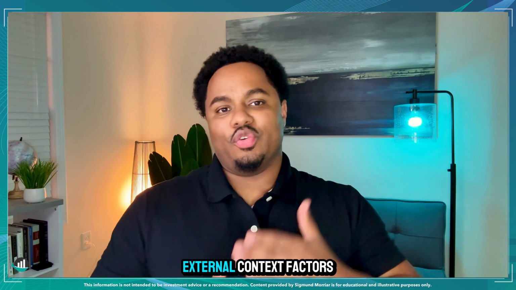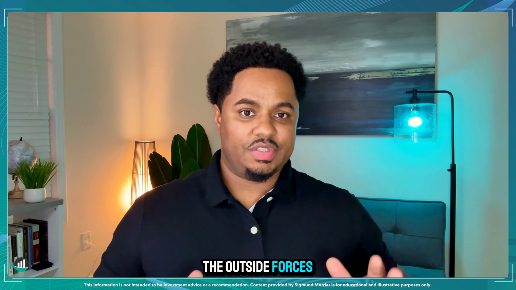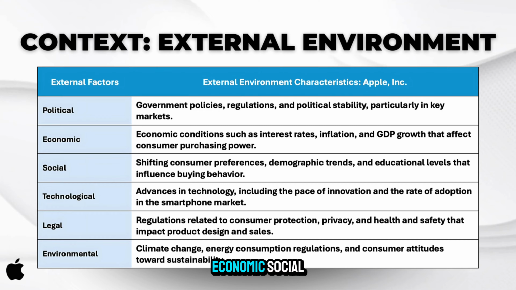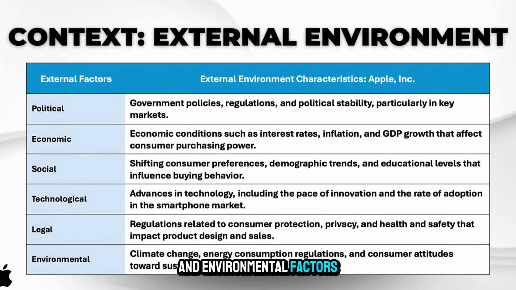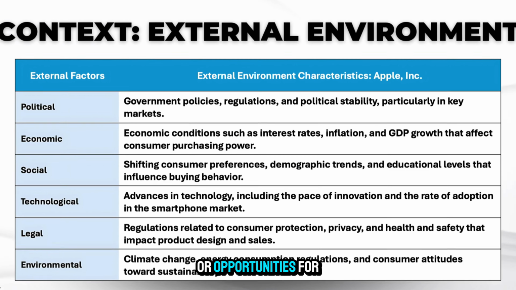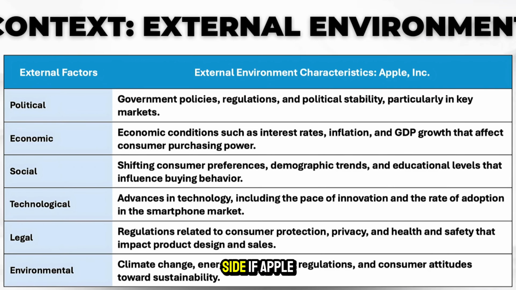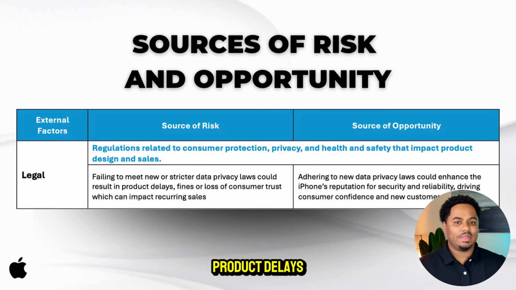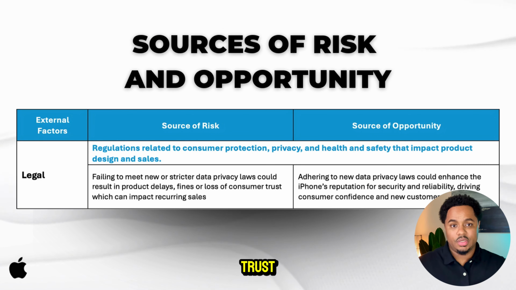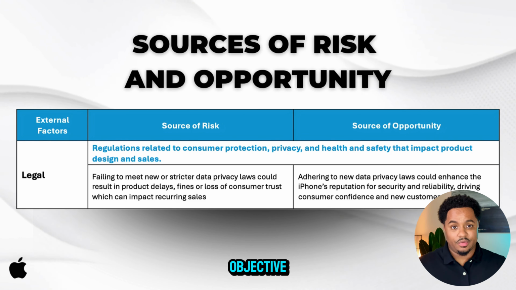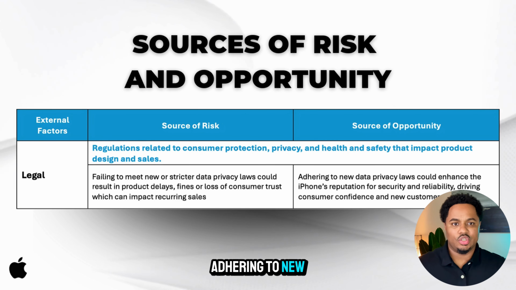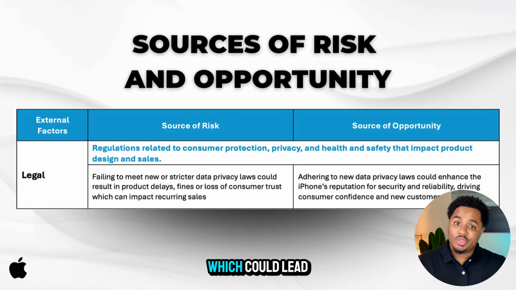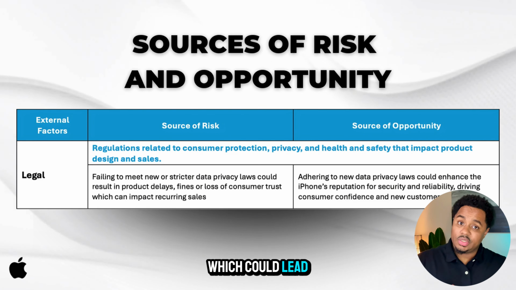Now we can shift to the external context factors, which are all the outside forces that could impact this objective. The COSO ERM guidance suggests looking to the political, economic, social, technological, legal, and environmental factors as potential sources of risk or opportunities. For example, on the risk side, if Apple falls behind in complying with, say, evolving privacy regulations, there could be product delays, fines, or even loss of consumer trust, which may negatively impact our revenue objective. However, by prioritizing and adhering to new data privacy laws, Apple has an opportunity to enhance the iPhone's reputation for security, which could lead to more sales, positively impacting the revenue objective.